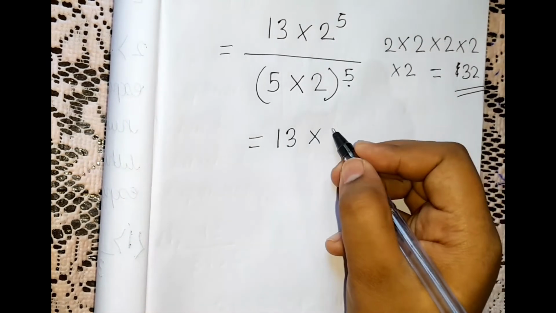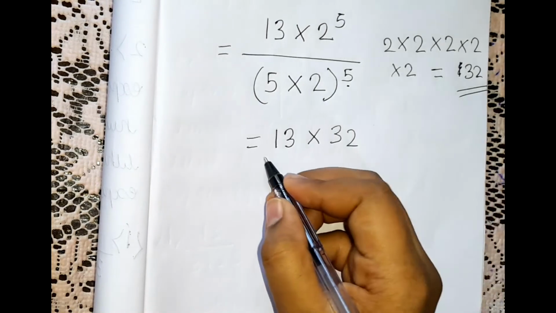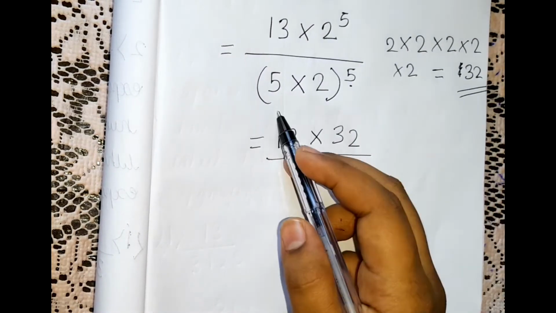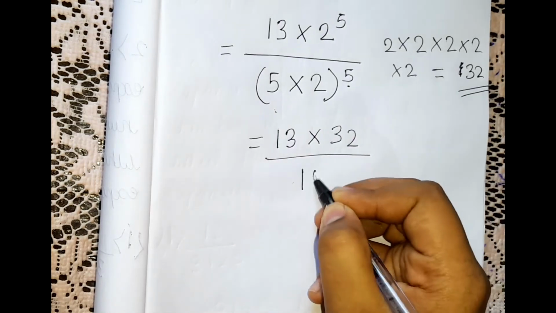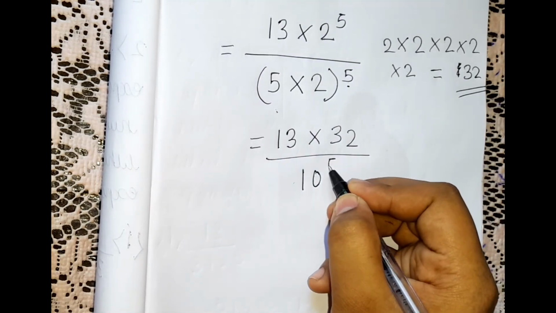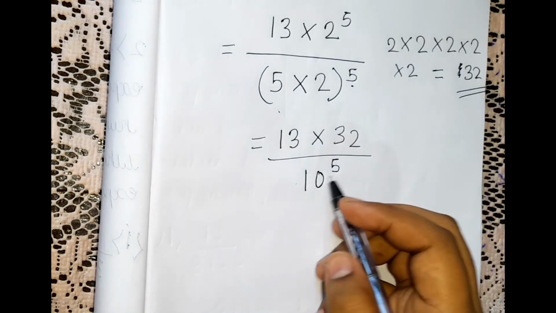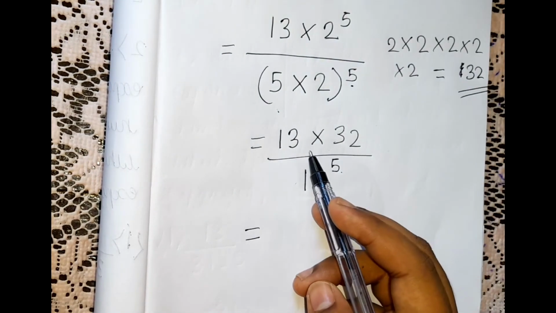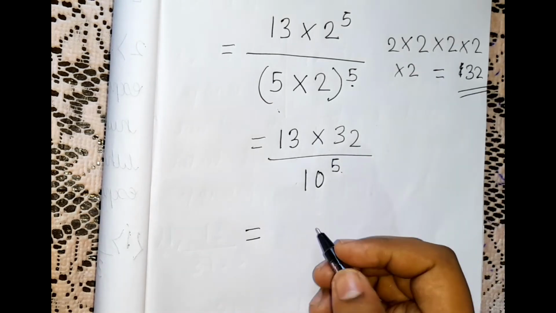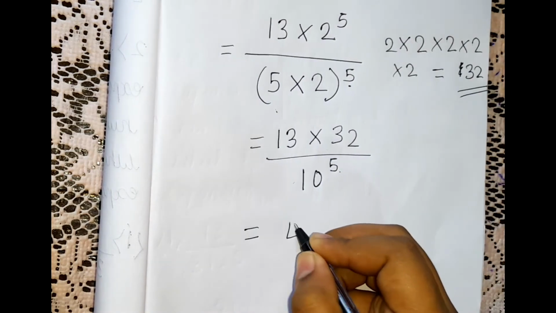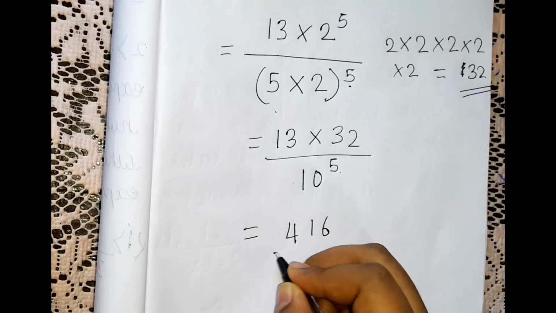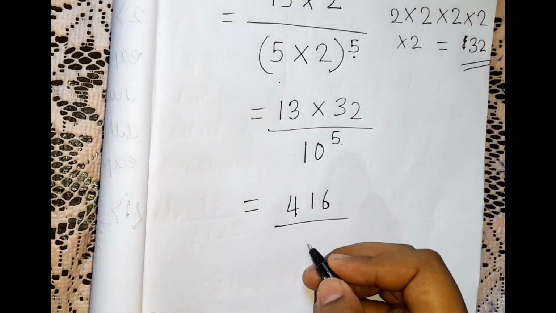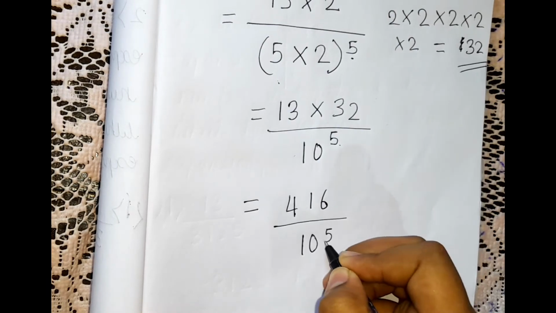So we are going to write 32 divided by, so here 5 2s are 10. So we shall write 10 power 5. Am I right? So I wrote 10 power 5, is equal to 13 into 32. So 13 into 32 is 416 by, we are going to write this, that is 10 power 5. Okay, so let us write 10 power 5.